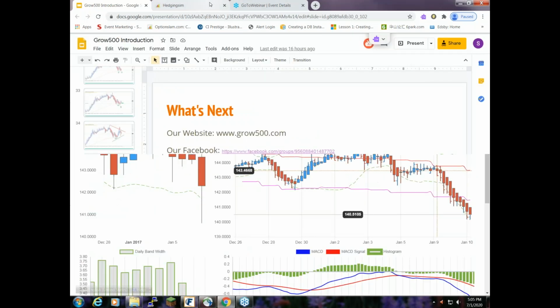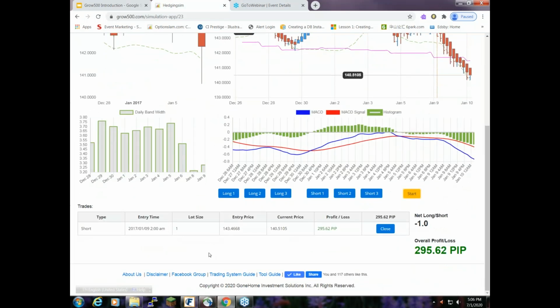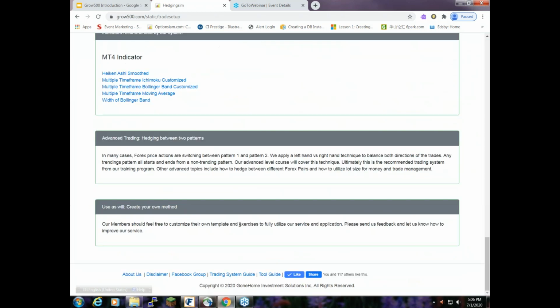So if you go to the website, you go to the trading system guide. I think at the bottom, we have the indicators we just talked about today. We have Heikin Ashi smoothed. We have multiple time frame Ichimoku. We didn't talk about Ichimoku, but we can have another webinar to talk about that next. We talk about Bollinger Bands, moving average, and the width of the Bollinger Band. Those indicators you can download and compile in your MT4 platform.